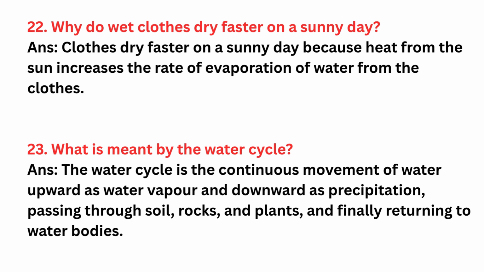Question number 22. Why do wet clothes dry faster on a sunny day? Answer. Clothes dry faster on a sunny day because heat from the sun raises the rate of evaporation of water from the clothes. Question number 23. What is meant by the water cycle? Answer. The water cycle is the continuous movement of water upward as water vapor and downward as precipitation, passing through the soil, rocks and plants and finally returning to water bodies.